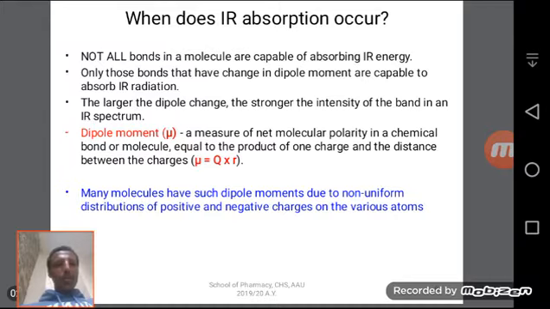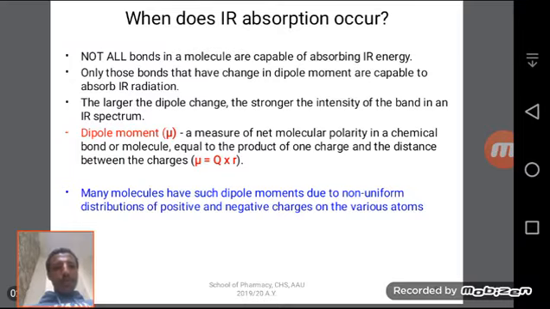Dipole moment is the measure of net molecular polarity in a chemical bond or molecule, and is equal to the product of charge and the distance between the charged atoms or elements. This means dipole moment measures the molecular polarity of the compound. For example, water is the combination of oxygen and hydrogen. Oxygen is partially negative and hydrogen is partially positive. Through this there is a dipole moment because of different electronegativity. This results in the absorption of infrared light.